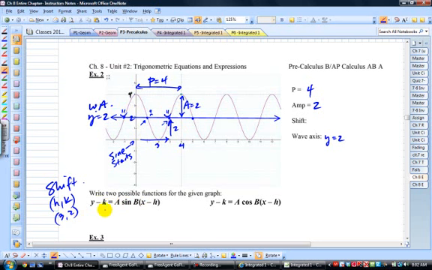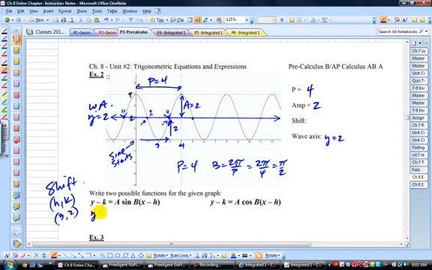So the amplitude is 2, and the period's 4. If the period is 4, let's figure this out. Period equals 4. B is equal to 2 pi divided by the period, and that means 2 pi divided by 4, or pi halves. So B equals pi halves.